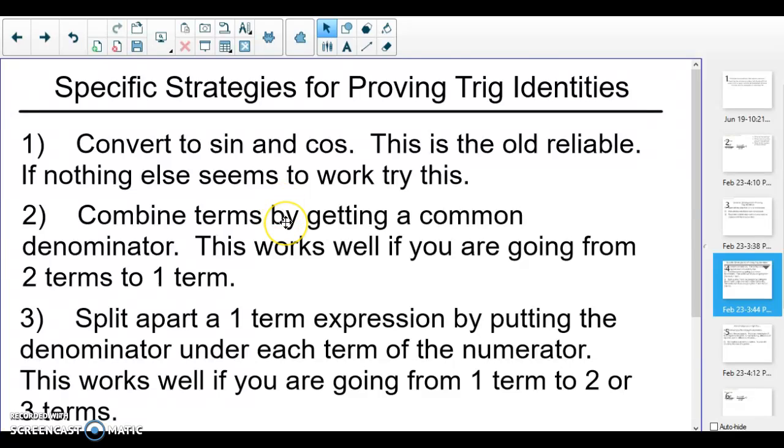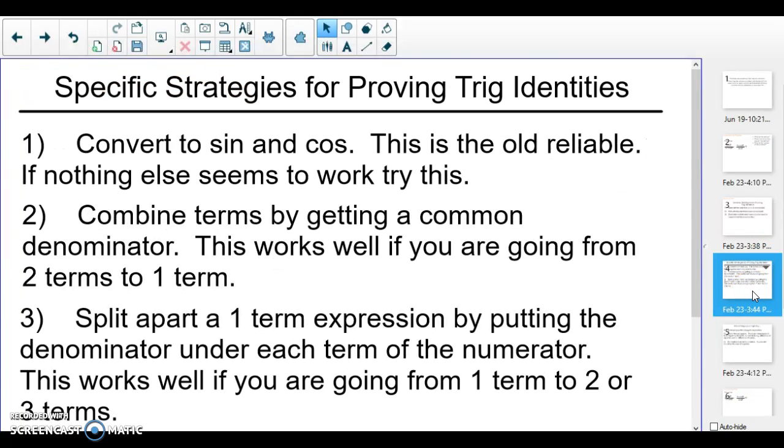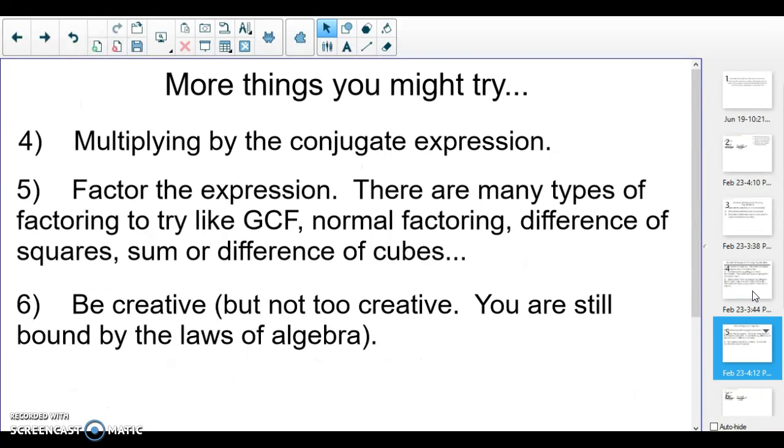After that, I'm going to check, can I combine terms by getting a common denominator? This works well if you're going from 2 terms to 1. Well, is that my case here? It is. Now, say I didn't recognize that right away. I could split apart a 1-term expression by putting the denominator under each term of the numerator. That isn't helpful this time, but it's a good strategy to know. I could multiply by the conjugate. Now that might sort of happen in this problem, but it's just good to know what a conjugate is and how I might use that.